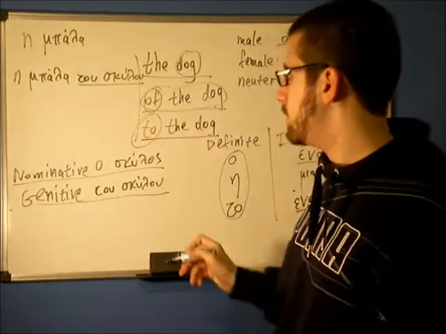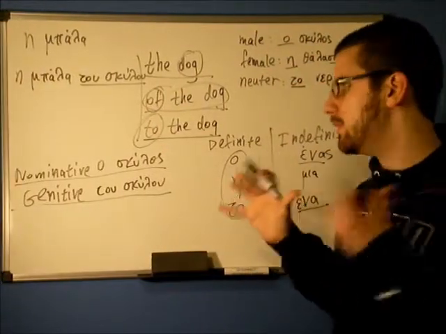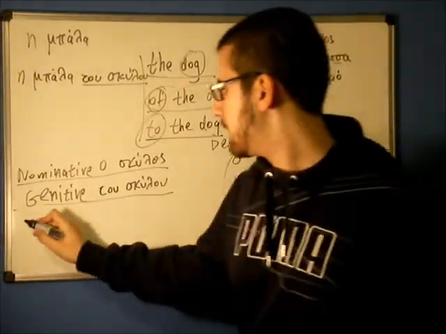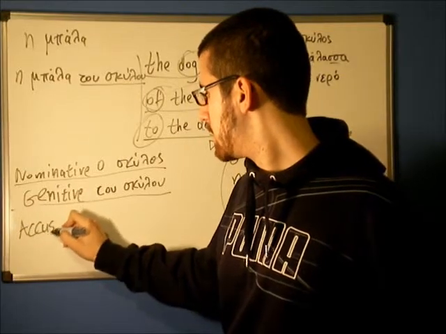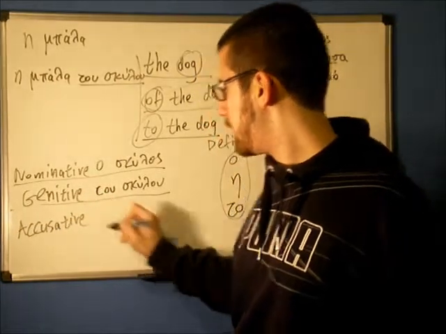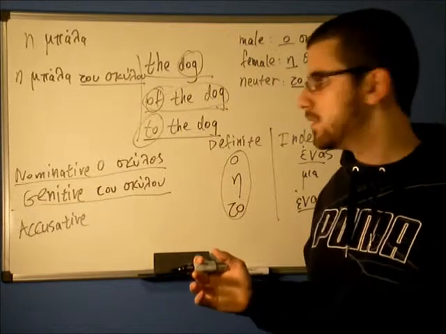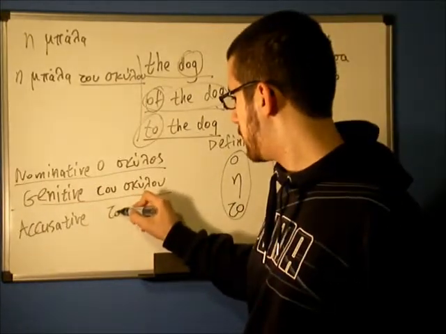You need to use genitive. There is no other way to actually give this kind of meaning. And accusative, this is how you show that something is the object of your action. Like, ton skilo.